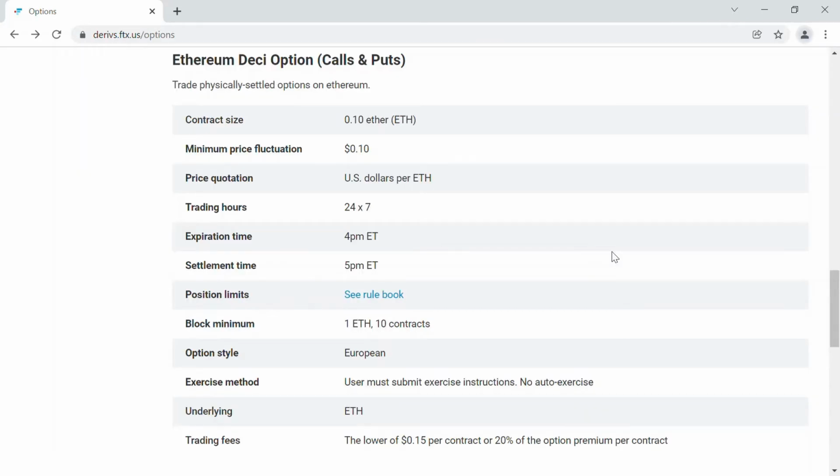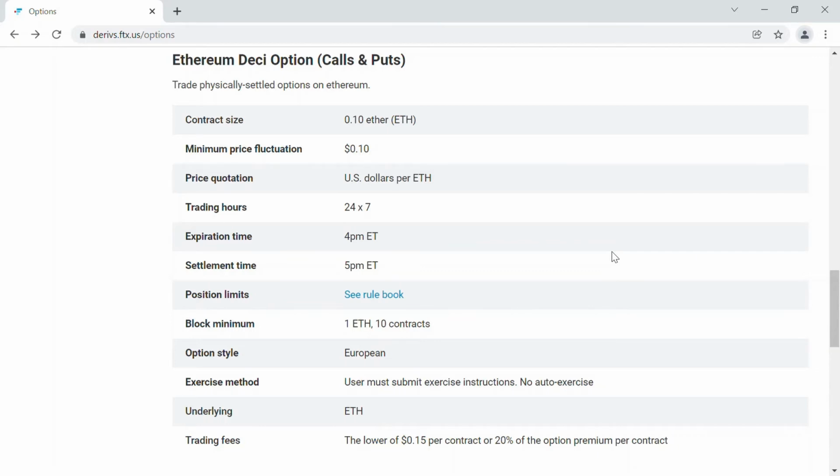Here's the Ethereum option contract spec. Each contract size is 0.10 Ethereum, meaning that it takes 10 contracts to have one full Ethereum. It's important to note that there's a difference in the size of contracts between Ethereum and Bitcoin. Bitcoin, for example, has 0.01 Bitcoin per contract, meaning that it takes 100 contracts to fill one Bitcoin.